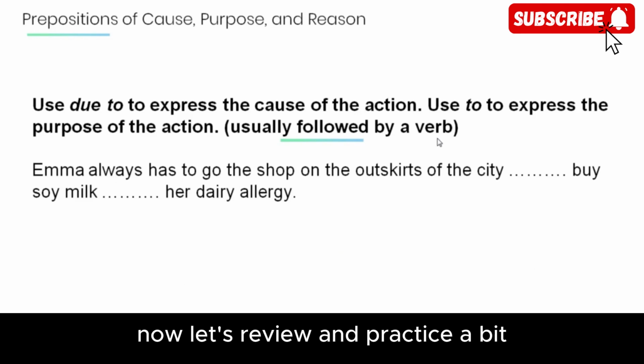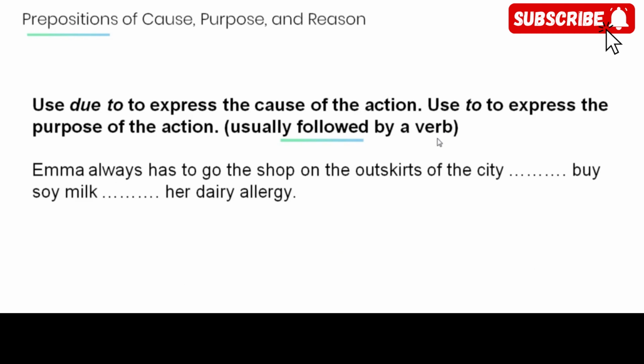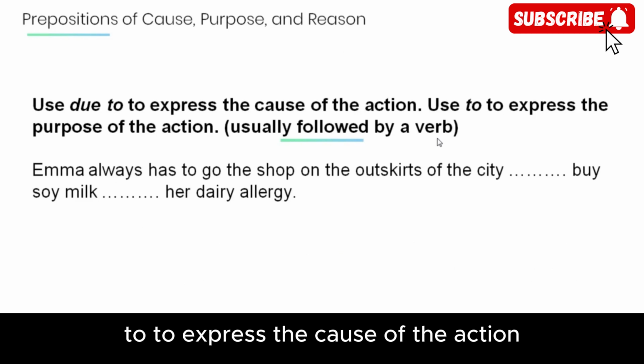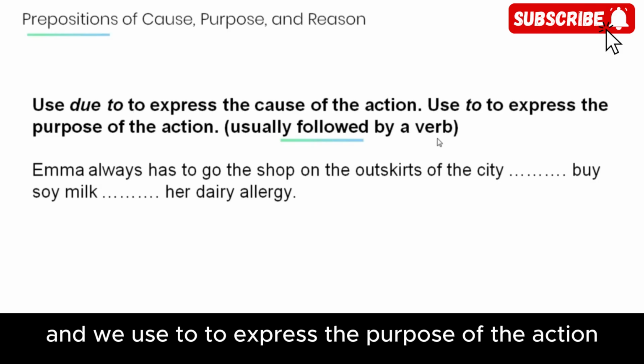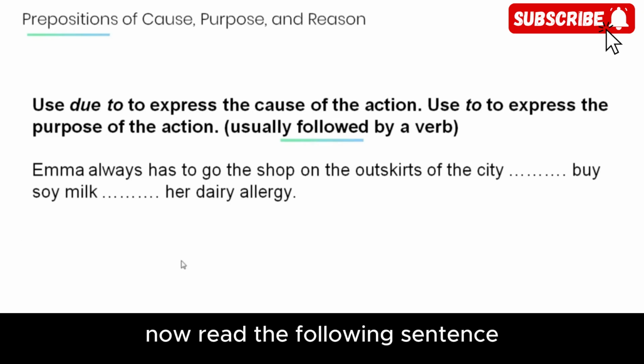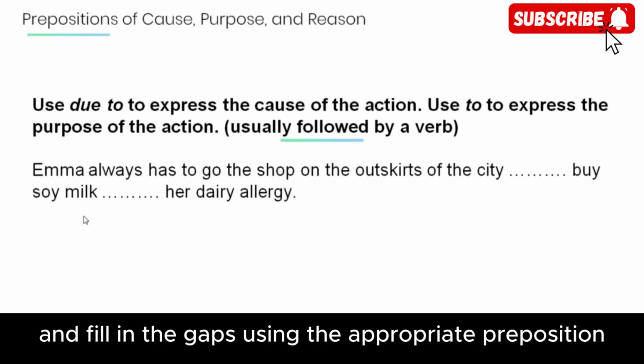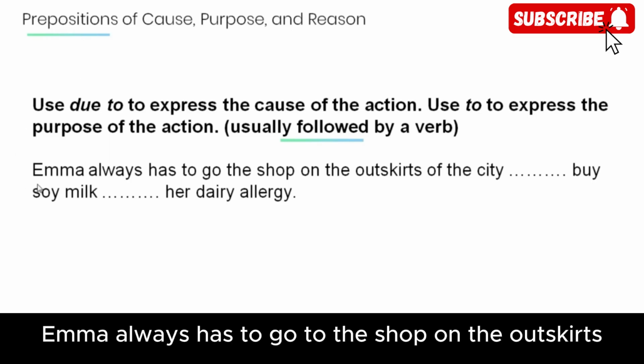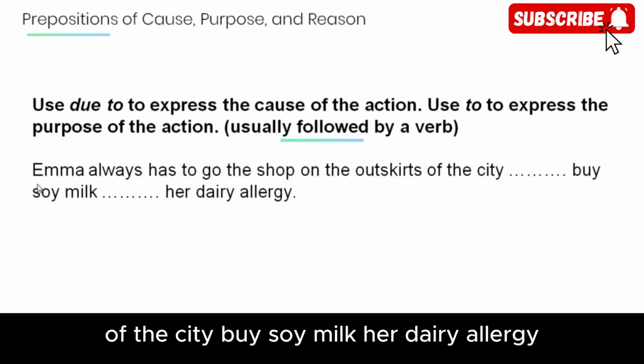Now let's review and practice a bit. Remember that we use due to express the cause of the action, and we use to express the purpose of the action. Note that to is usually followed by a verb. Now read the following sentence and fill in the gaps using the appropriate preposition. Emma always has to go to the shop on the outskirts of the city. Buy soy milk, her dairy allergy.